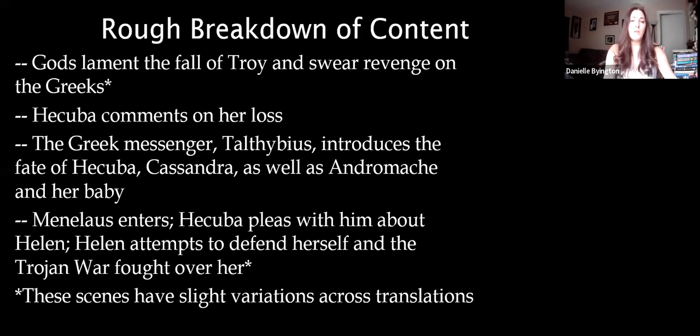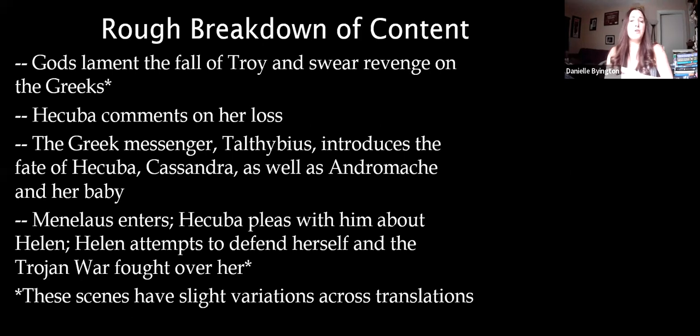So you have that scene with Cassandra, and then Cassandra exits. You have Hecuba lamenting Cassandra, and then we're going to have, depending again on which translation you're reading, that's why I have these asterisks on that top bullet point and the bottom one, because you have different versions of what happens with the gods coming out in the beginning, and different versions of what happens when Helen is on stage.